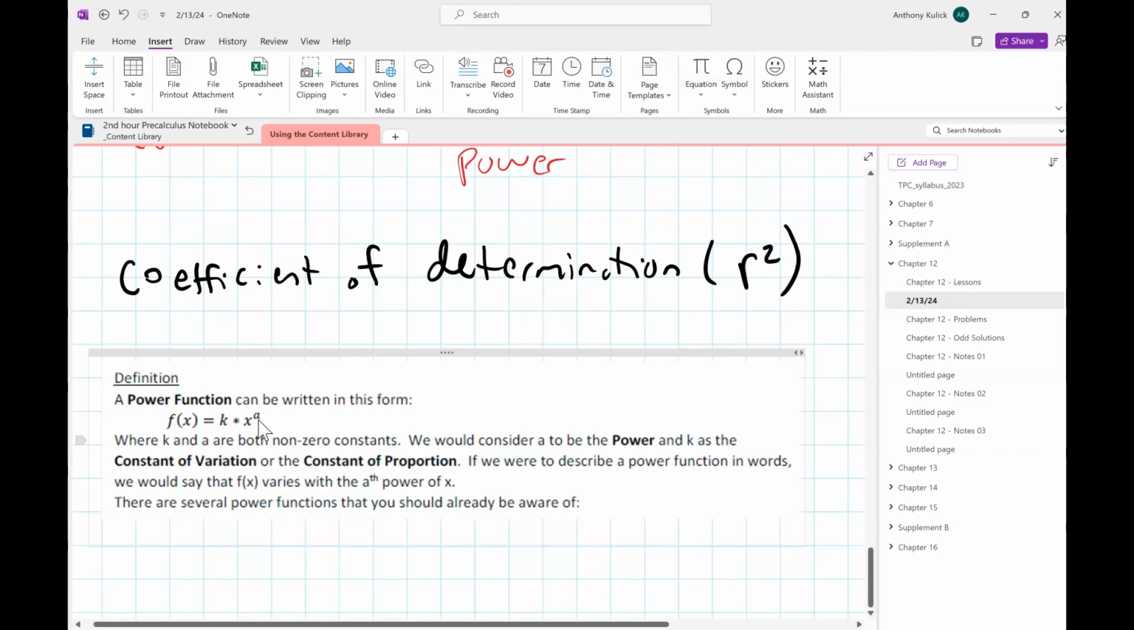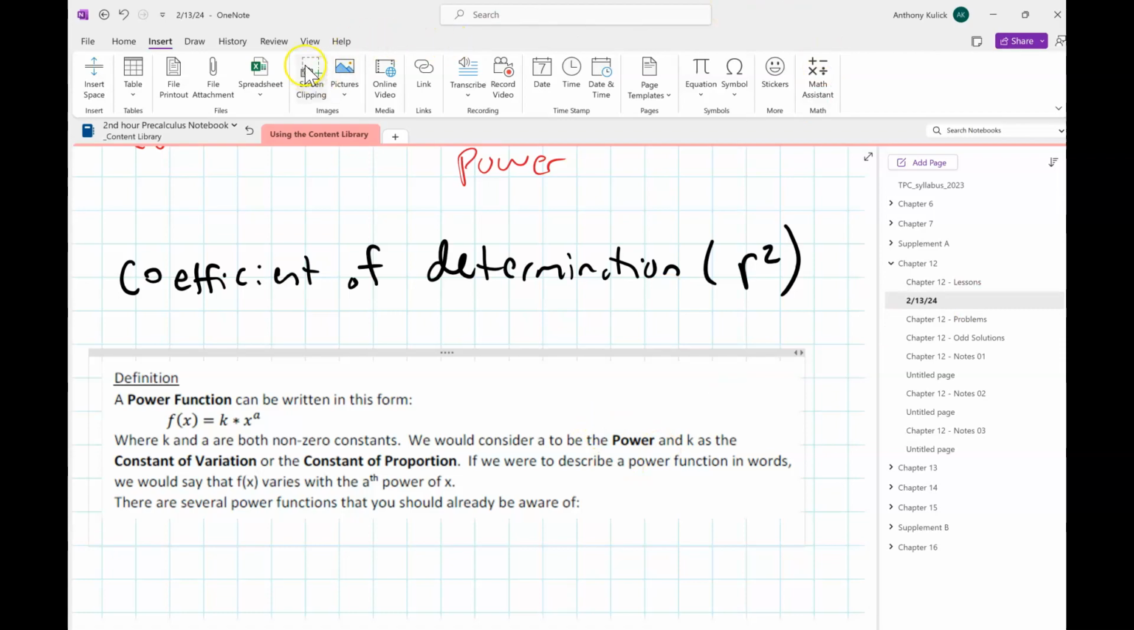Well, Mr. Kulik, isn't that just a polynomial? No. The reason why is the a, the exponent, can be positive or negative, and it can be a decimal. It does not have to be a whole number. Everybody's okay? All right. Vocabulary-wise here, we call a the power, not surprising, and k we call the constant of variation.